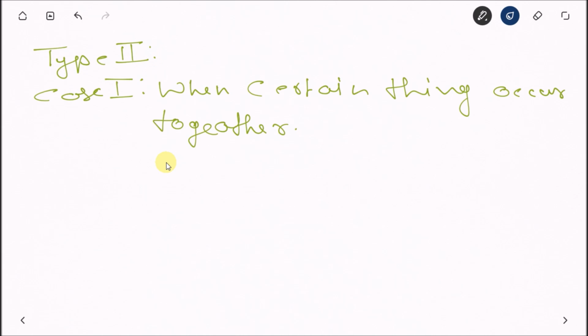Now suppose we have the word PENCIL written, P E N C I L, and the question says that I and L should be together. What is the number of arrangements in which I and L are together? That is what the question is asking.